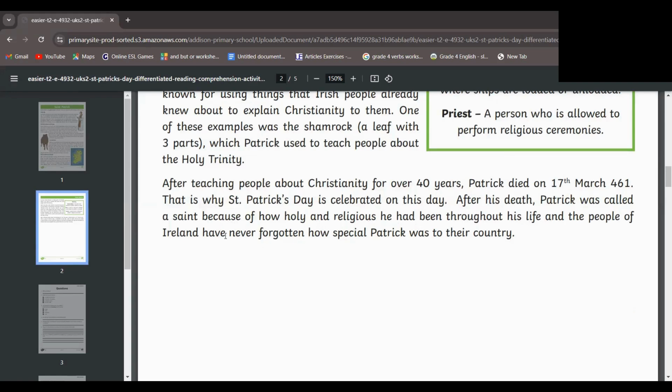461. That is why St. Patrick's Day is celebrated on this day. After his death, Patrick was called a saint because of how holy and religious he had been throughout his life, and the people of Ireland have never forgotten how special Patrick was to their country.